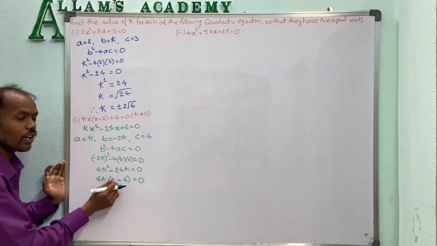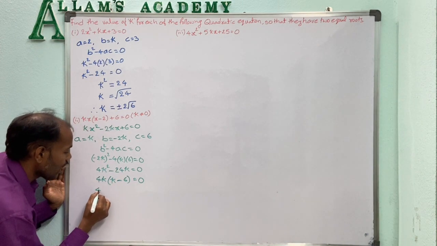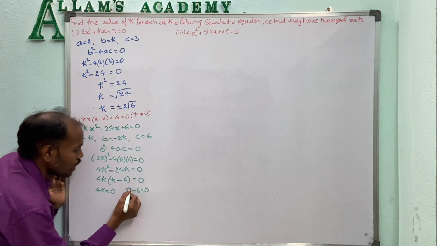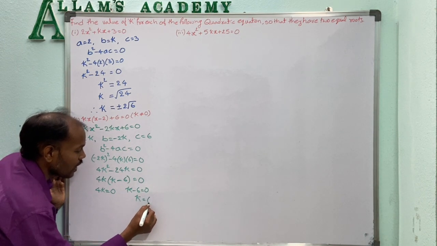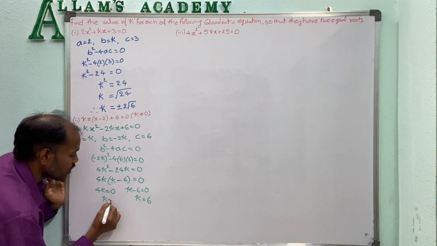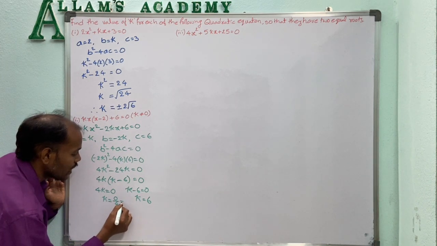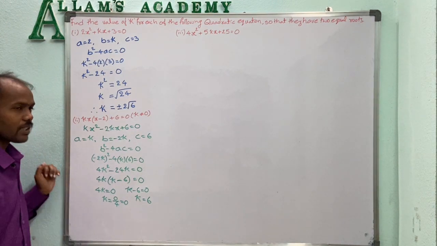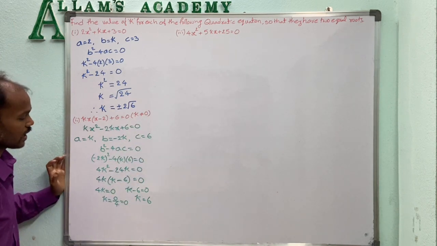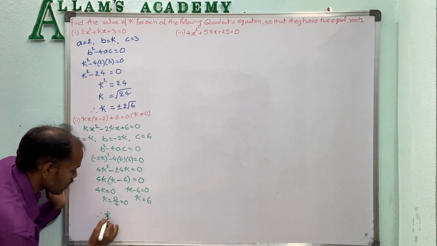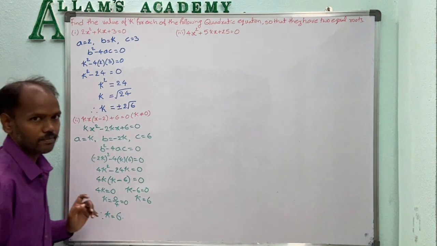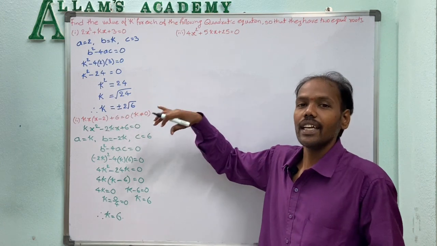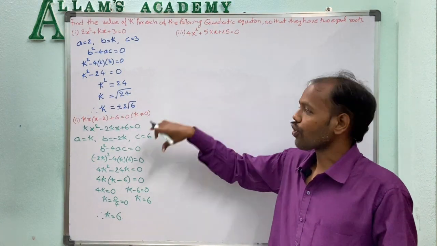Now 4k into k minus 6 equal to 0, then either 4k equal to 0, otherwise k minus 6 equal to 0. If k minus 6 equal to 0, then k equal to 6. If 4k equal to 0, then k equal to 0 by 4, that is nothing but 0. Here the k values are 0 and 6. But we already said the k value is not equal to 0. Therefore the k value must be 6 only. Then only is it a quadratic equation, and then it has two equal roots.